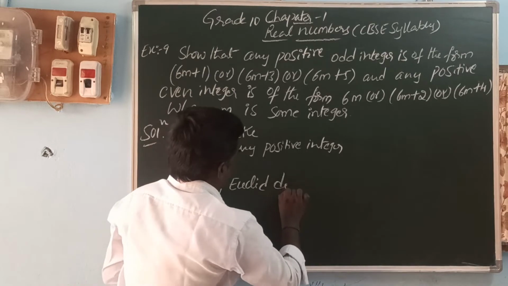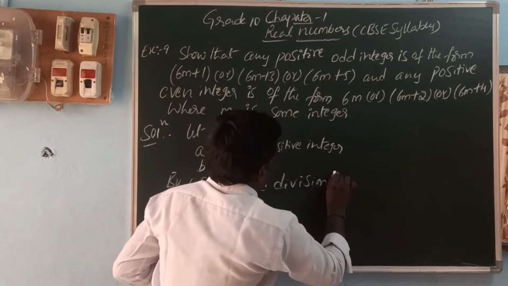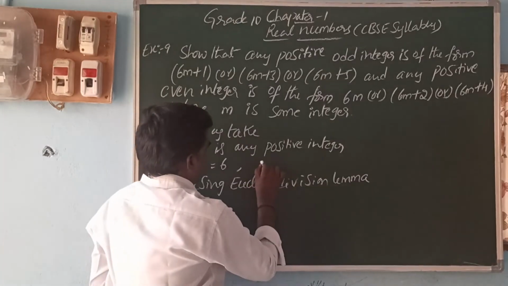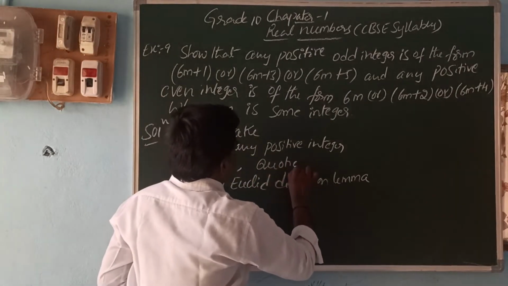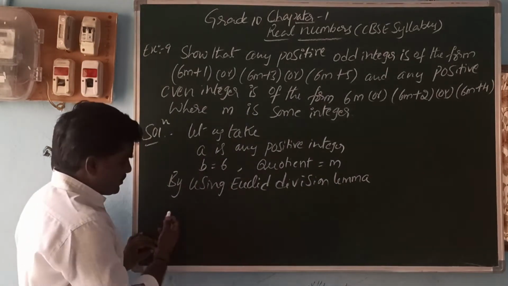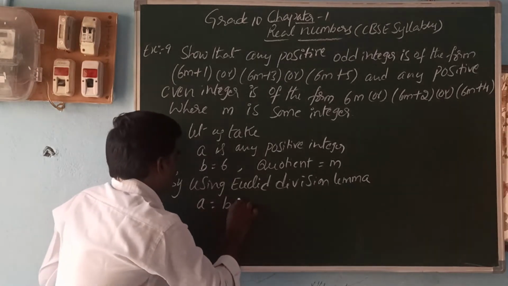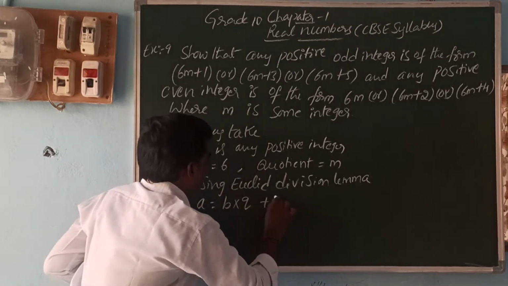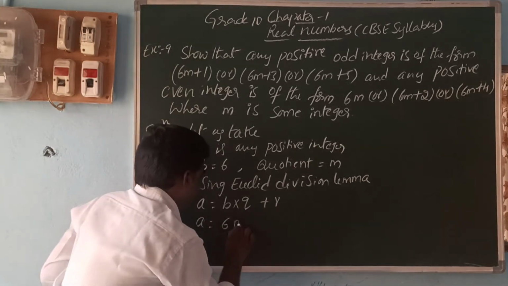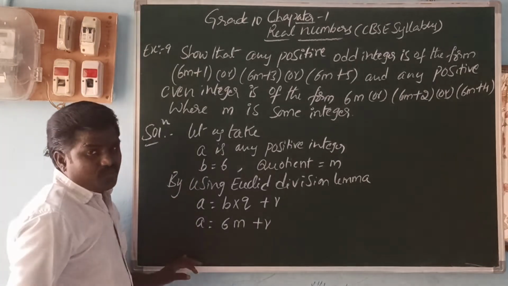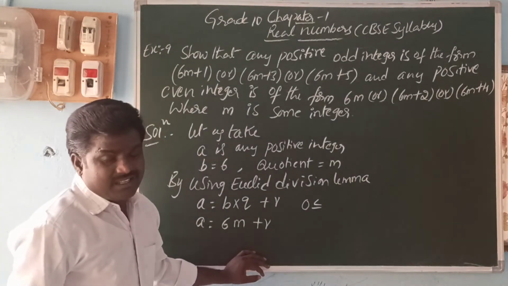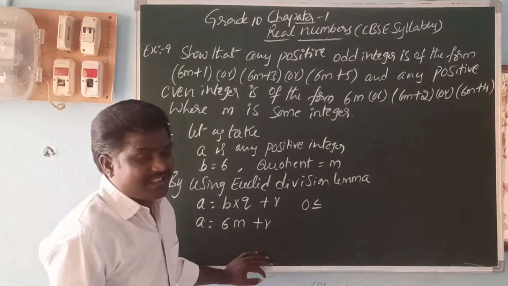Euclid's division lemma. Here the quotient is m and the remainder is r. So by Euclid's division lemma, a is equal to b into q plus r. Here the divisor b is 6 and q is m, the remainder is r. So what is the condition on the remainder? The remainder is greater than or equal to 0 and less than the divisor.